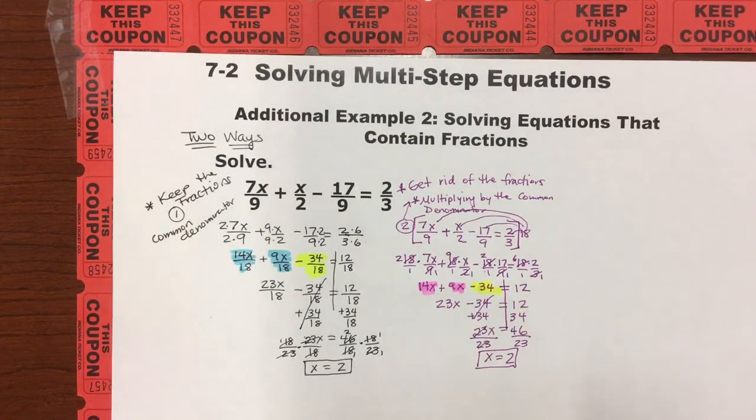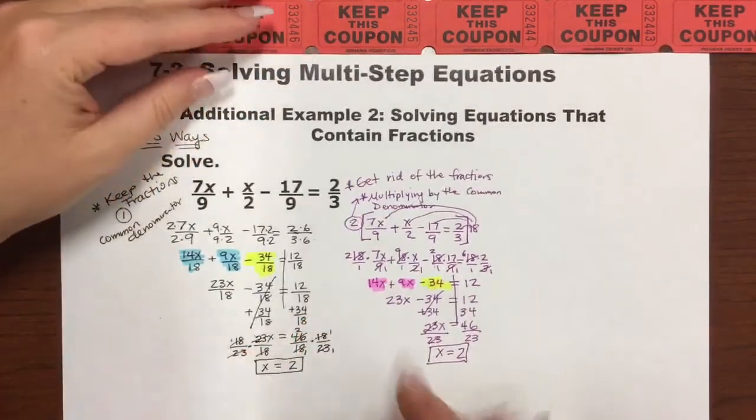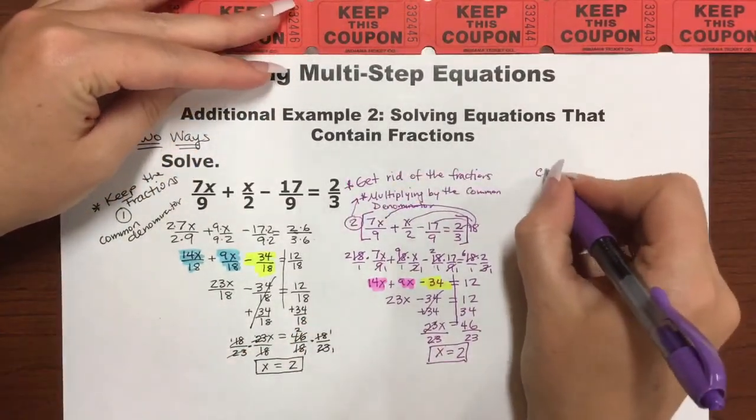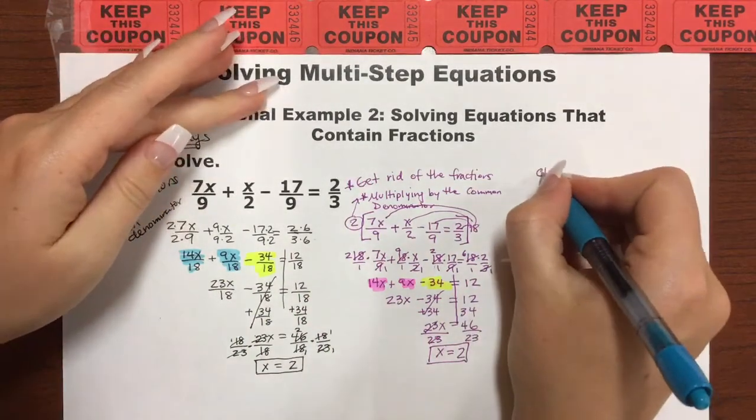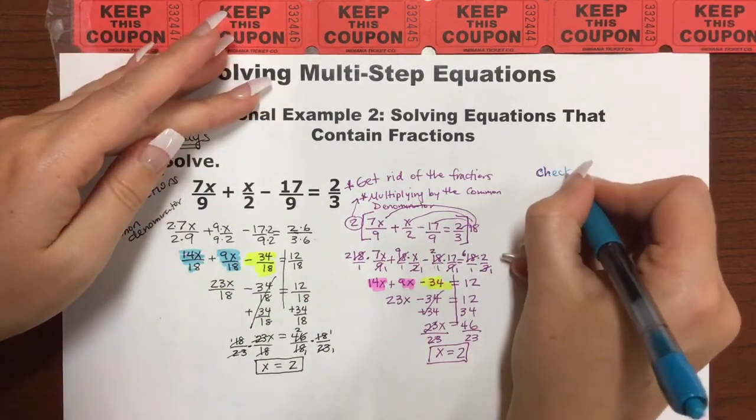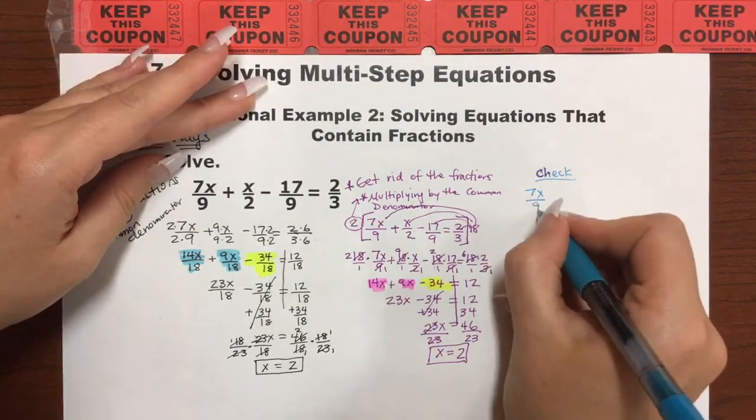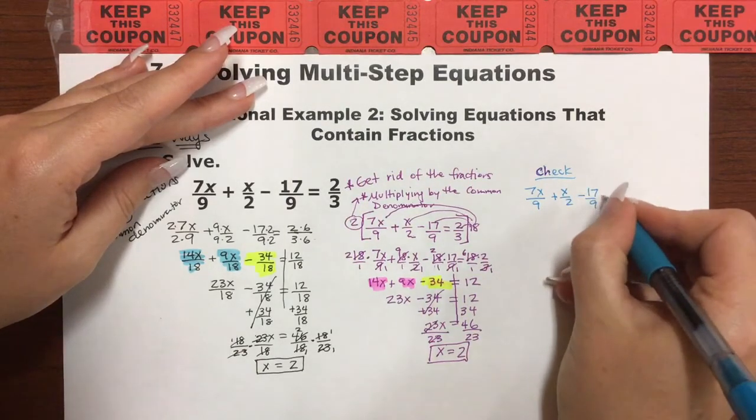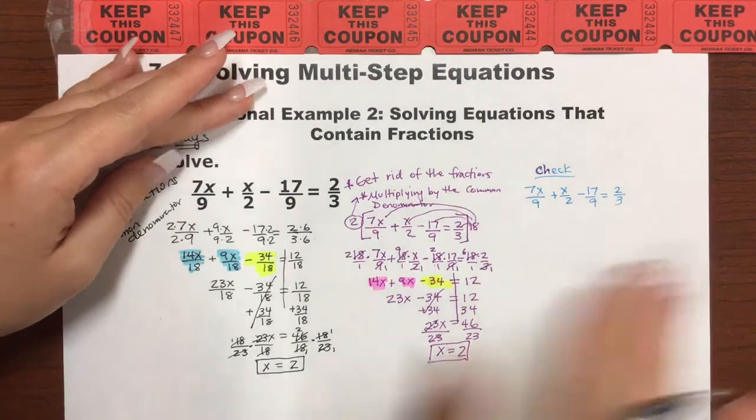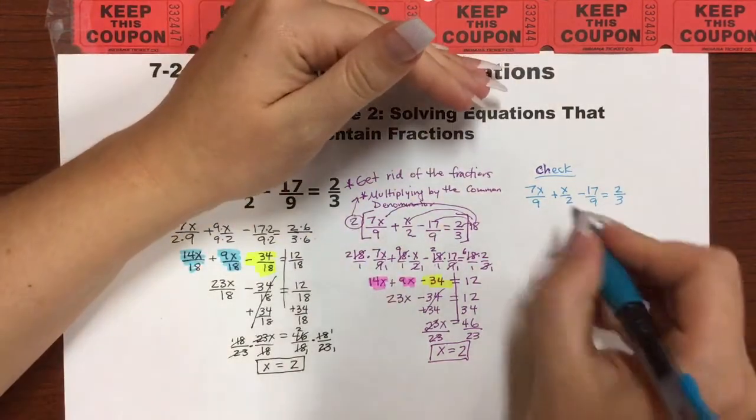Now, we have to do the third and final thing, which is check this answer by hand. Yes, so exciting. I'm going to change up my pen color because it is just that exciting. We're doing it with blue. Check. Write the original equation, 7x divided by 9 plus x over 2 minus 17 over 9 equals 2/3. We're going to leave that equation as is and go ahead and substitute 2 in for x.